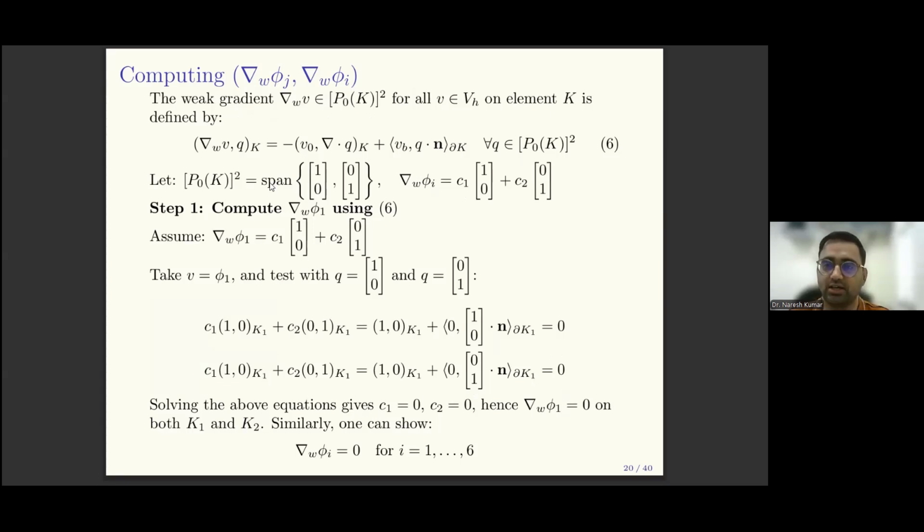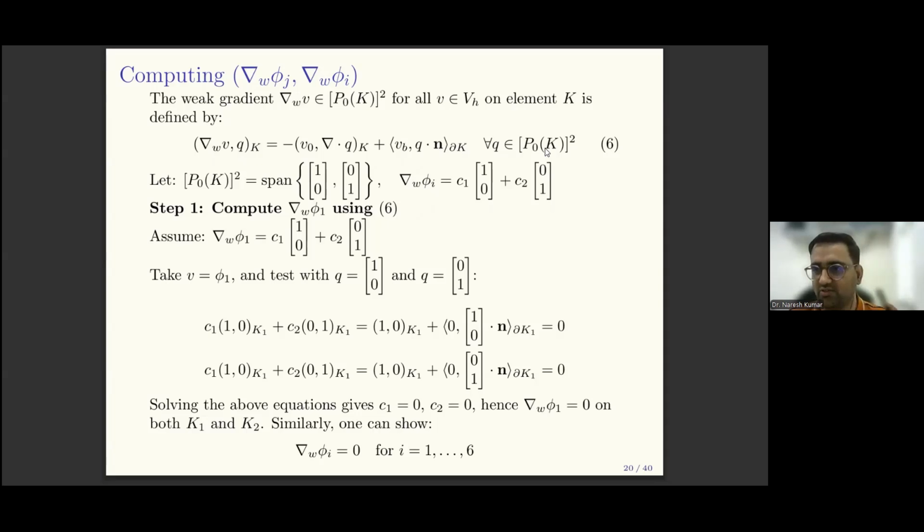So first we recall the definition of the weak gradient. We say the weak gradient of v, paired with q, in the notation of L2 integrable functions, is just integration by parts. The only change is that here you have v naught and here you have to take vb. That is the only difference. The rest is just integration by parts.